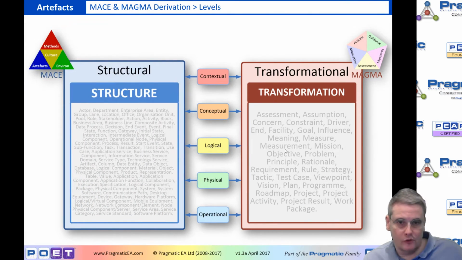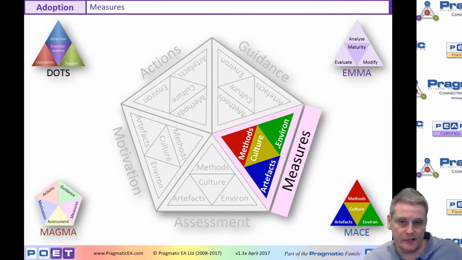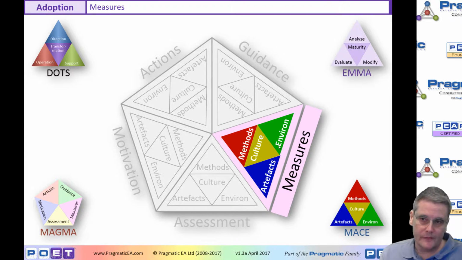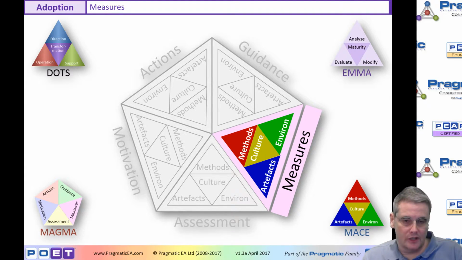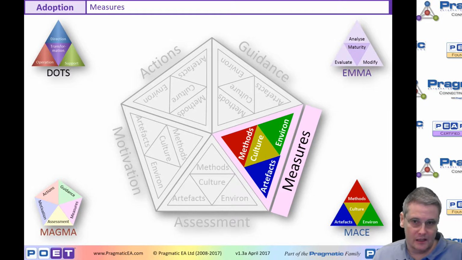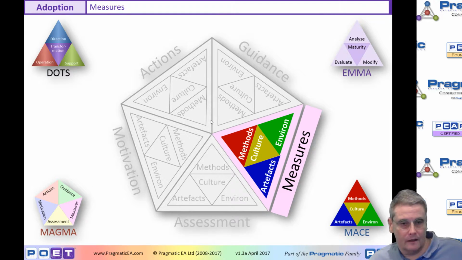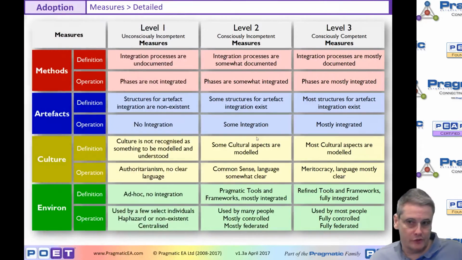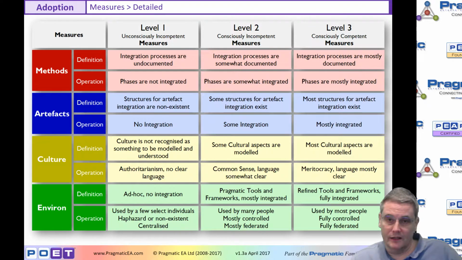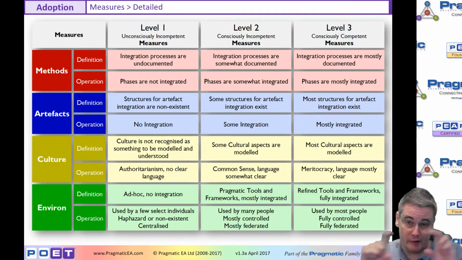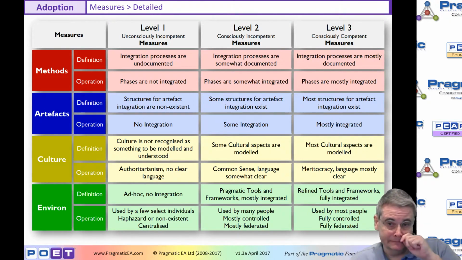Now I wanted to move on to the Enterprise Transformation Maturity Canvas. So if we look at the measures of how we are going to assess something, people generally use maturity models. So this is an overview of the maturity models that are in POET and also in PEAF. POET maturity models look at the entire transformation domain. PEAF maturity models just look at the EA part of that transformation domain.